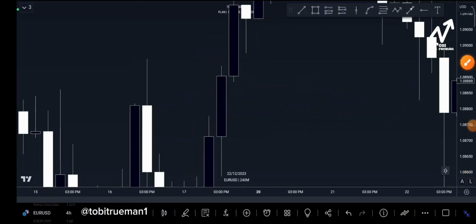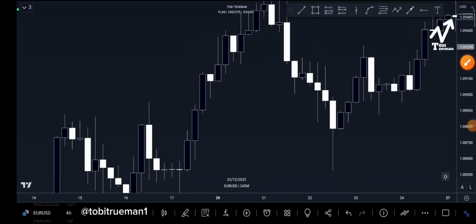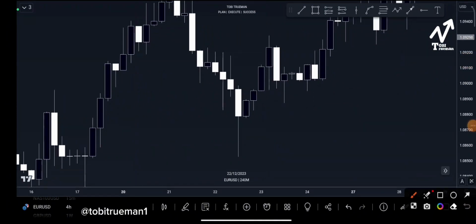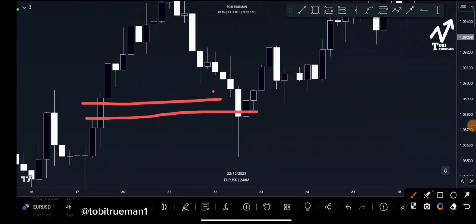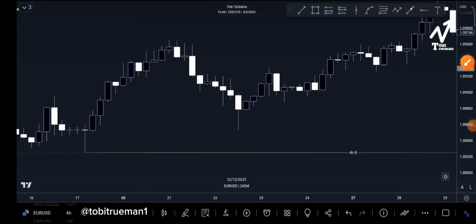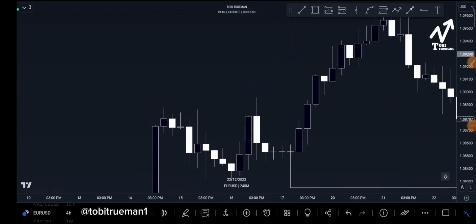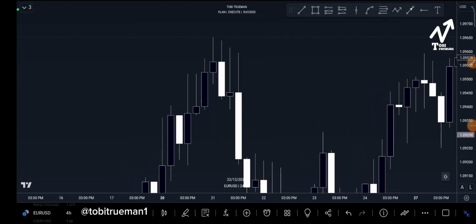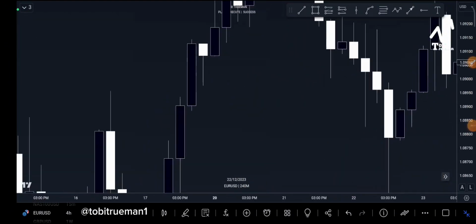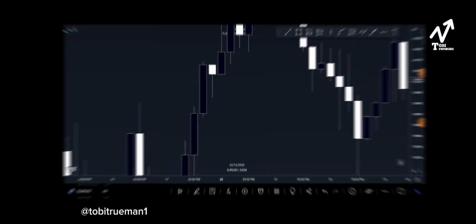Price came back to that place, mitigated this imbalance, and then price continued to do what? To move upward. So when we get more into the market structure, all of that, you get more understanding about it. All you have to do, practice it, practice. Price always comes back to this fair value gap and continues its movement.